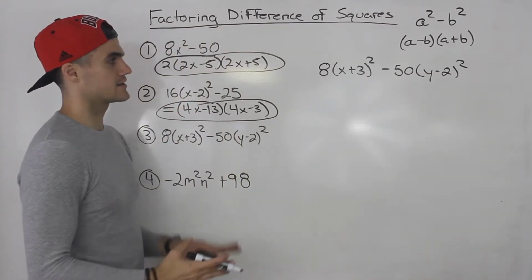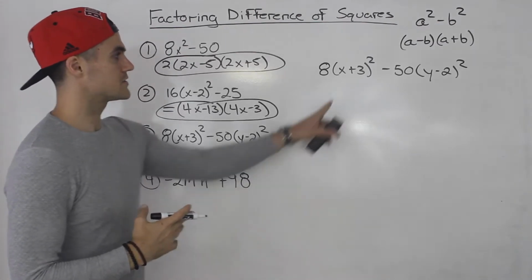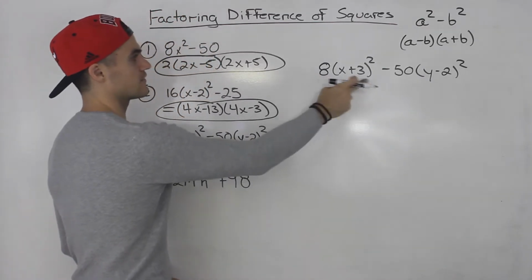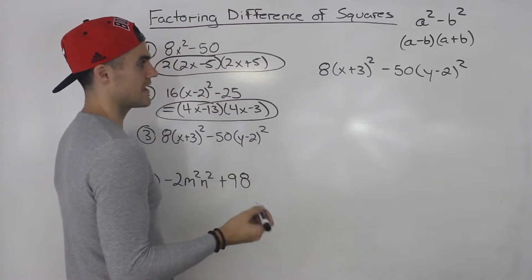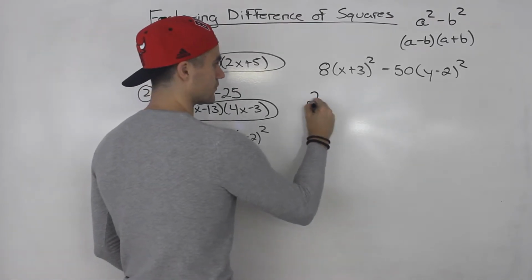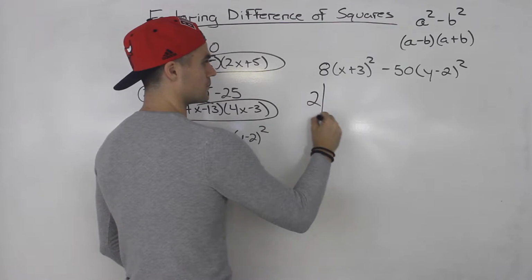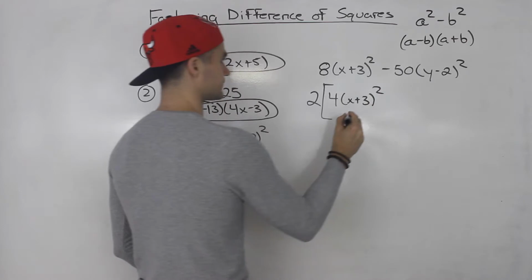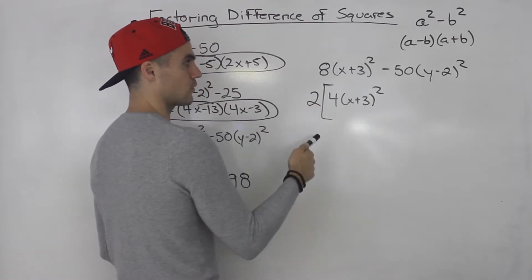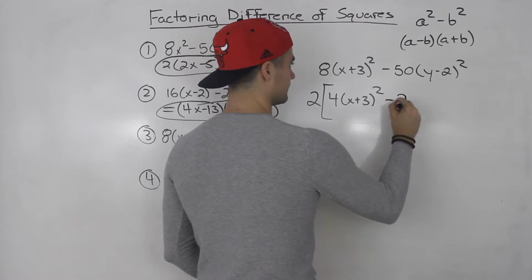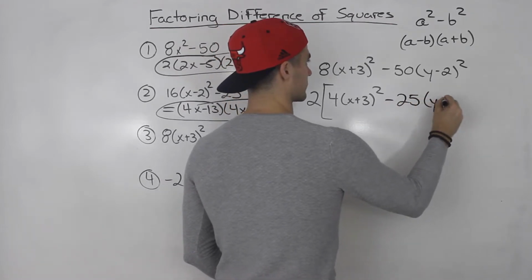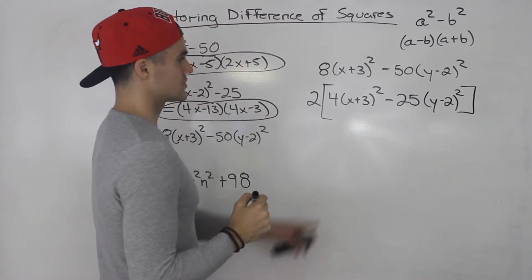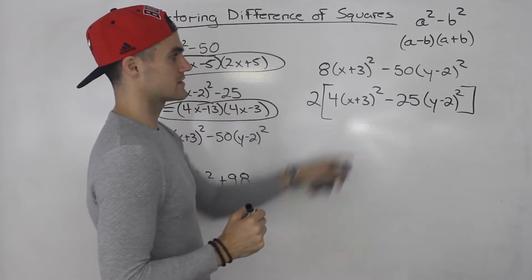So the first thing you check is, can you factor anything out? Notice these two brackets are not the same expression, so you can't factor those out. What about the 8 and the 50? Well, notice that we can take out a 2 from both of those. So we would be left with 4 bracket x plus 3 squared. Right, if we take out a 2 from the 8, we're left with a 4. If we take out a 2 from the 50, we're left with 25. So now we're just left with this big bracket to factor.